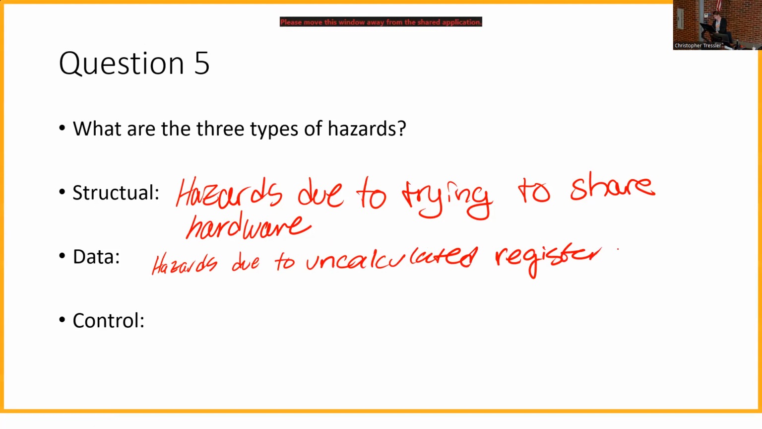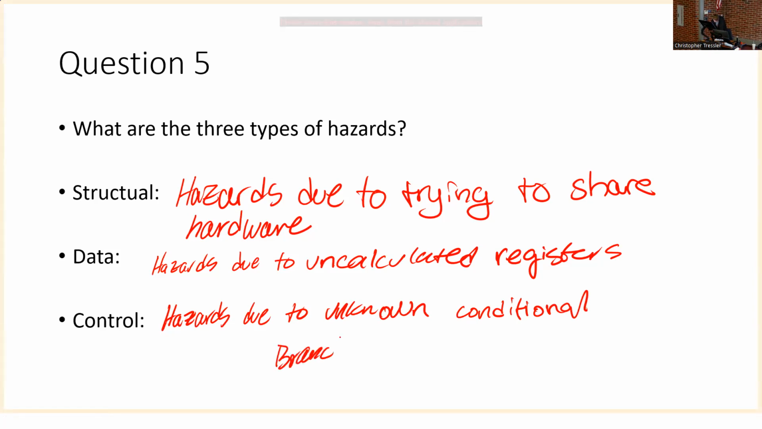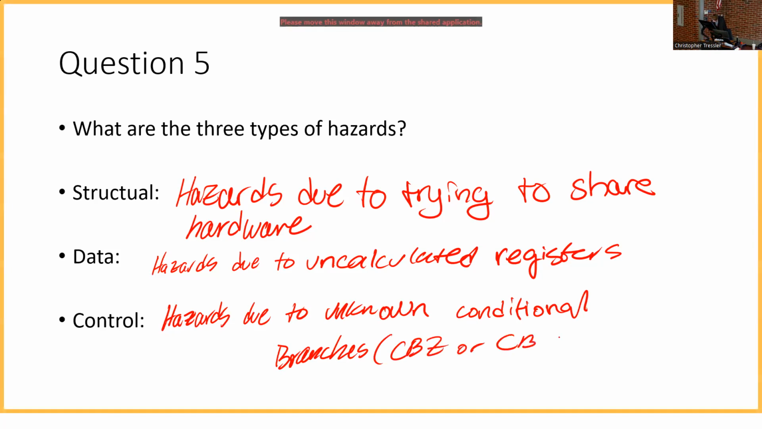This is why we can often get stalls. And finally, we have control hazards, which are basically hazards due to unknown conditional branches. Okay, so hopefully those definitions make sense to you guys. Are they fine? Okay, cool.